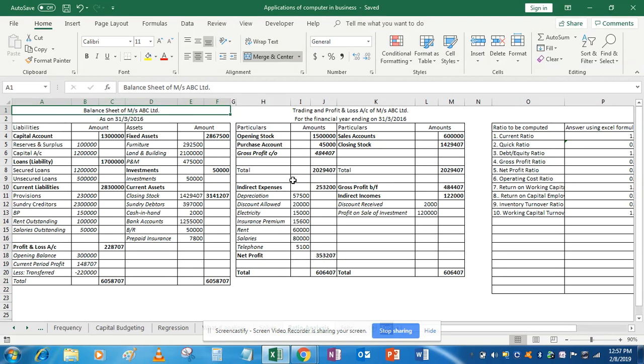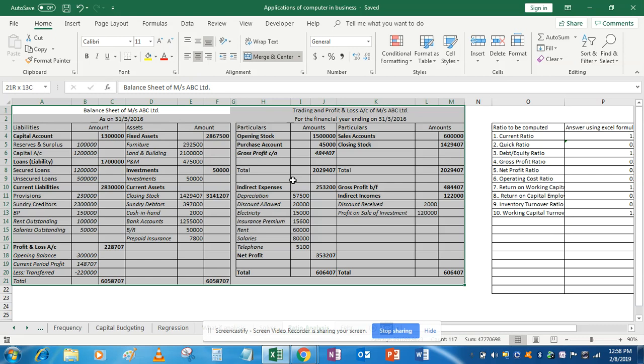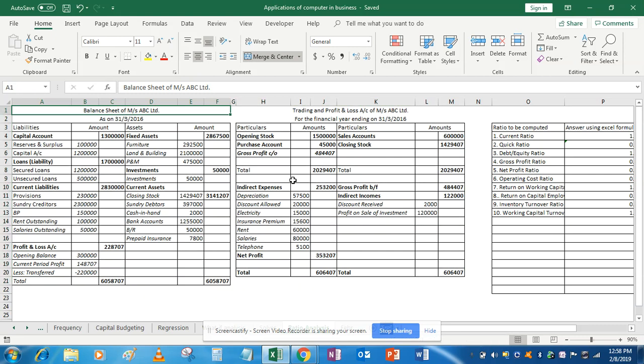In class we discussed that when you get a question about ratio analysis, you first have to create the same balance sheet and trading and P&L account in your Excel, because without this information you will not be able to use the Excel formulas. So your first step in a ratio analysis question is to create the same balance sheet and trading and P&L account in your Excel sheet. It is not compulsory to create it in the same format unless it is specifically mentioned in the question paper that it should be in the exact format. So the first step is to create it.